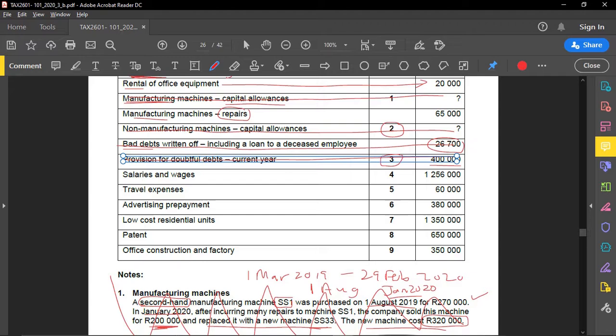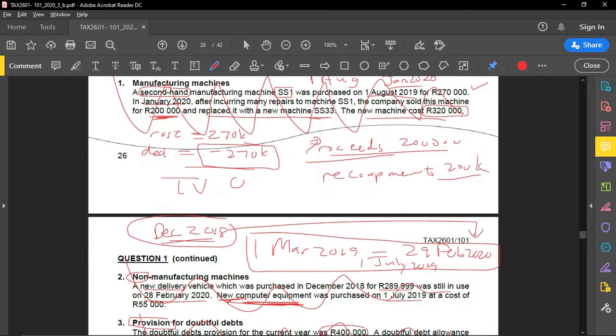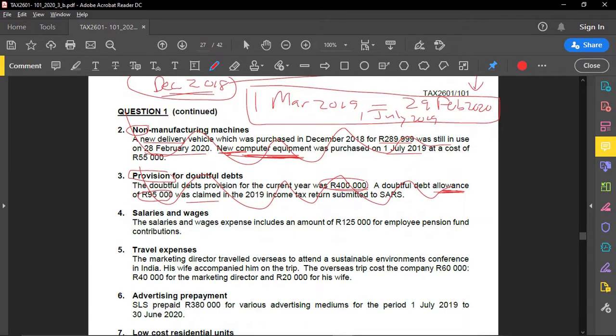Salaries and wages. All right, number 4. There's a total here, 1.256 million. Let's see what the note says. Salaries and wages expense includes an amount of 125,000 for the employee pension fund contributions.